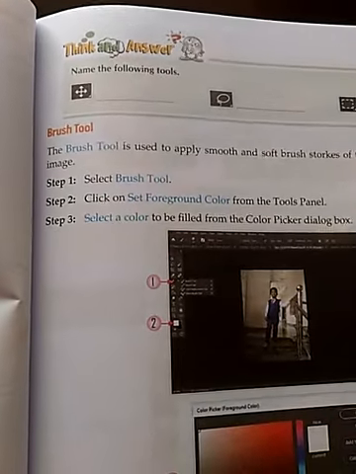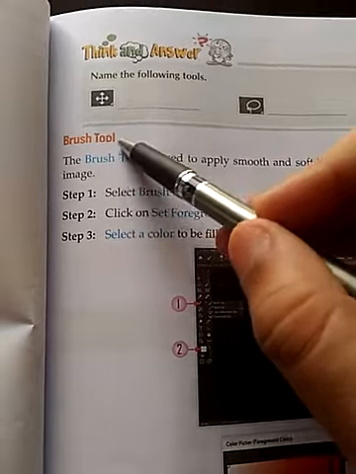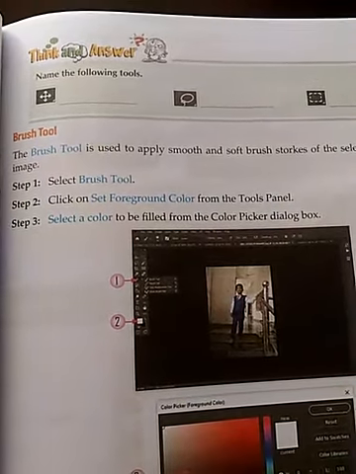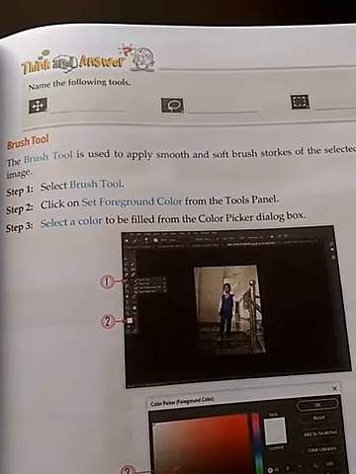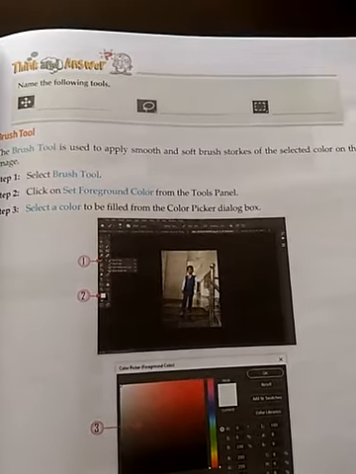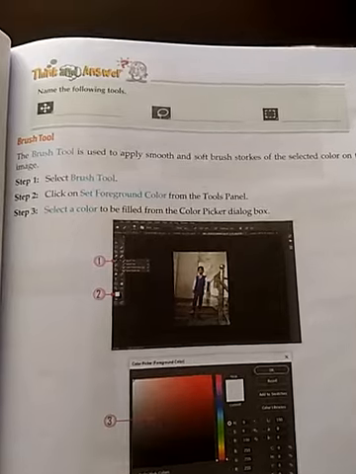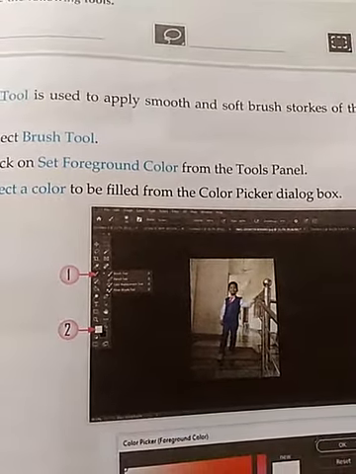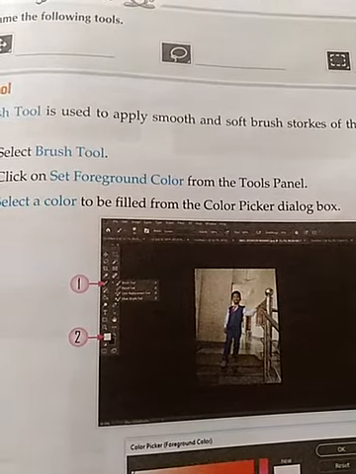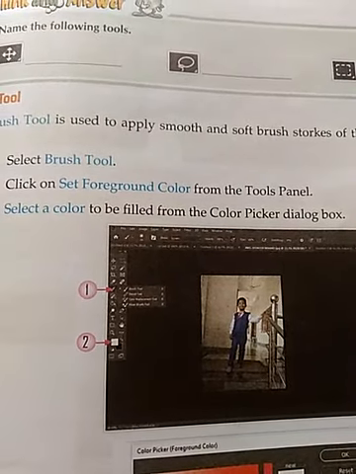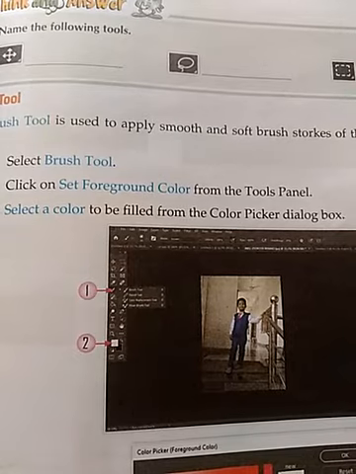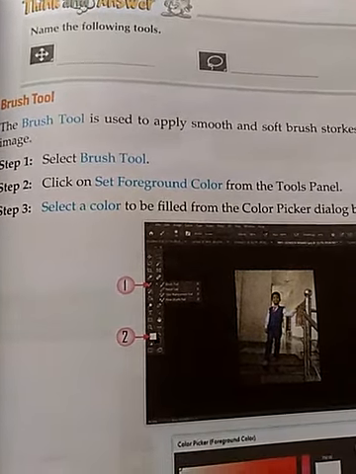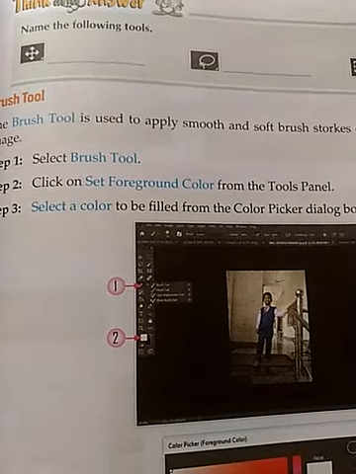Now that is the brush tool. Brush tool is used to apply smooth and soft brush strokes of the selected color on the image. Means if we want to do the fine tuning of an image, means if we want to brush up some portion of the image, then that can be done with the help of brush tool. So how can you do this?